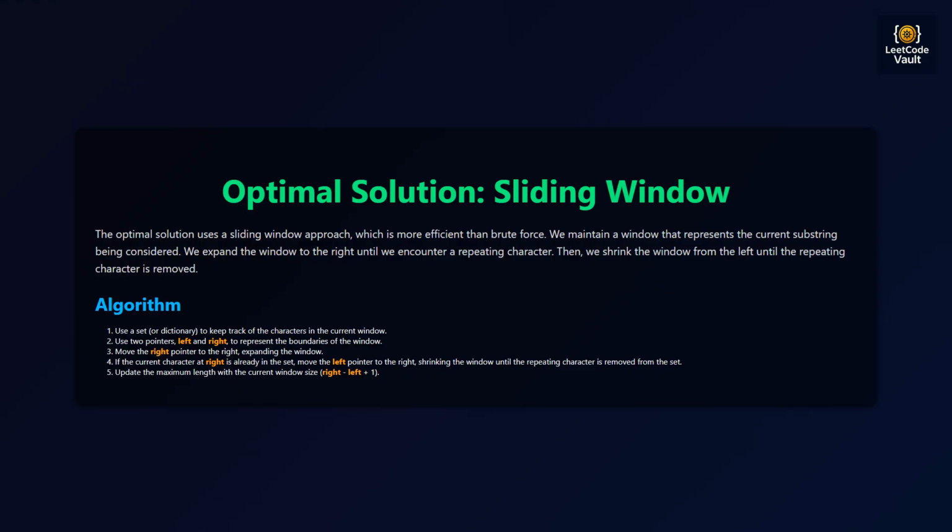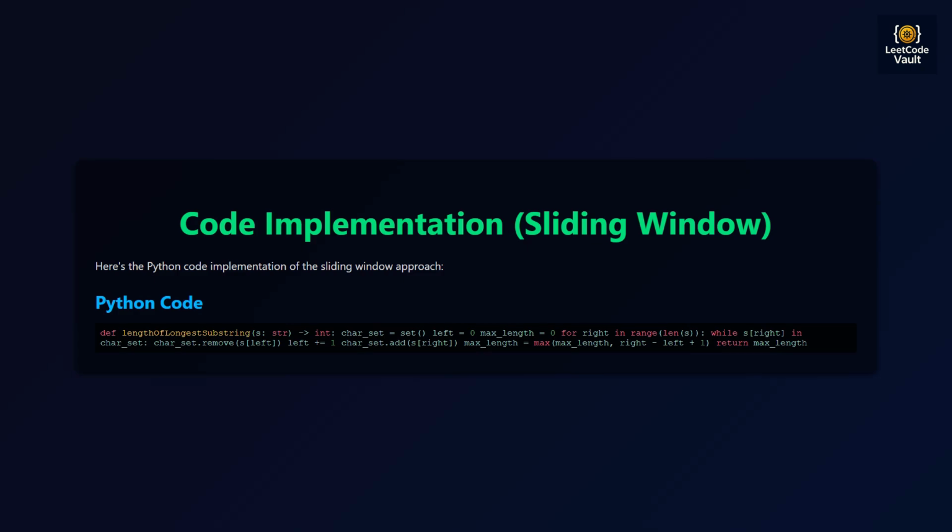The maximum length of the window during the process represents the longest substring without repeating characters. This clever approach drastically reduces the time complexity, a significant improvement over the brute force method. Let's visualize this with an example and then see the code in action.